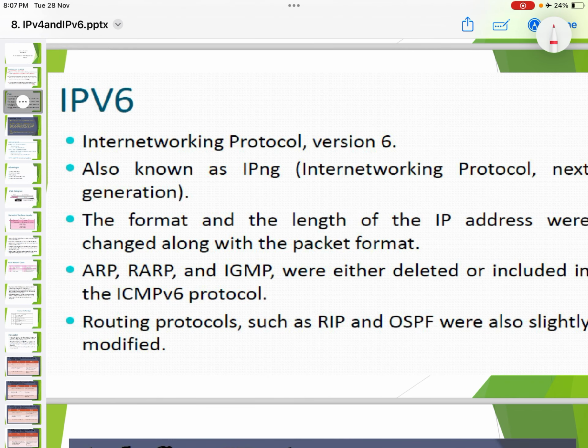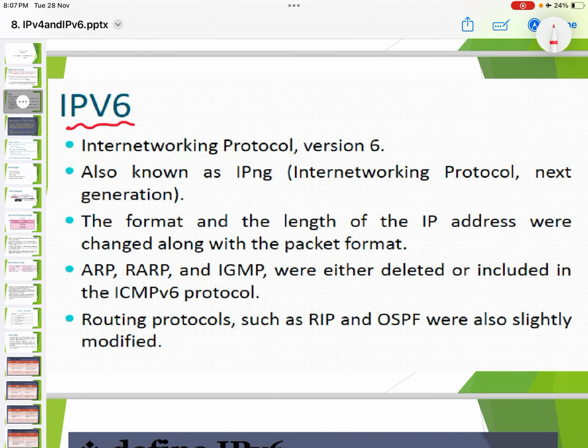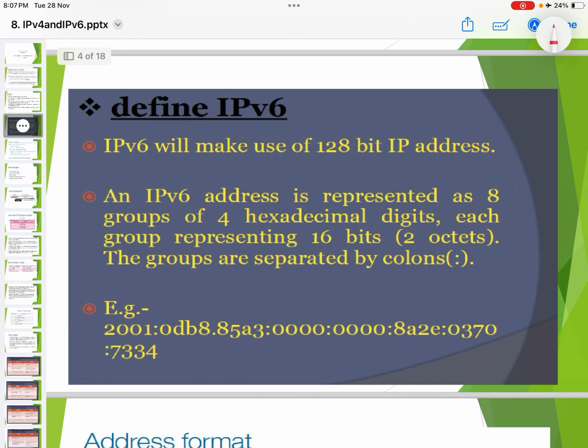Then what is IPv6? IPv6 is a better version of IPv4. Internetworking Protocol version 6, also known as IPng, Internetworking Protocol Next Generation. The format and length of the IP address were changed along with the packet format. ARP, RARP and IGMP were either deleted or included in the ICMPv6 protocol. Routing protocols such as RIP and OSPF were also slightly modified.